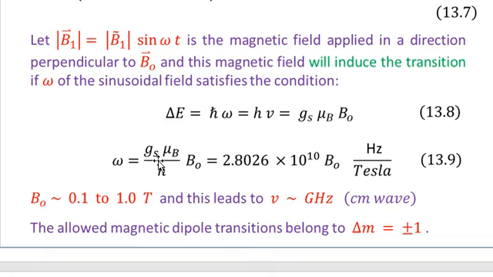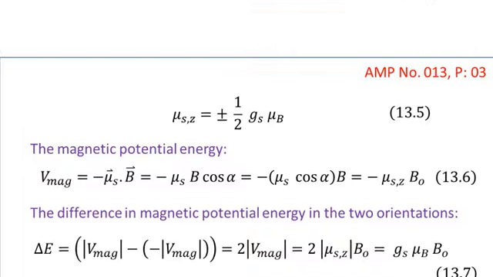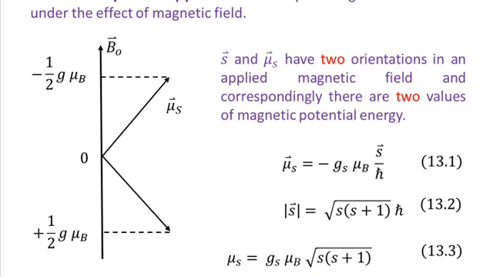Under this condition, what will happen? The transition will occur. When the magnetic field B1 has this frequency, the transition will occur between the two states. That is, you can induce the transition from the higher level to the lower level, or by introducing the magnetic field B1, you can also raise the lower level to the upper level. That is why these two levels are called the resonant levels, and this is also referred to as the electron spin resonance.